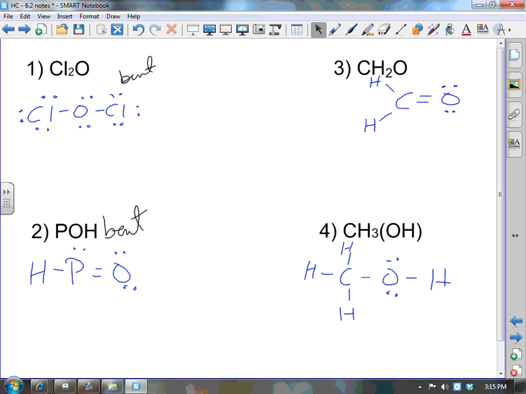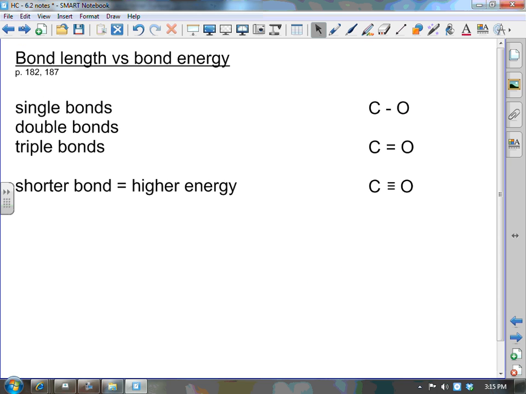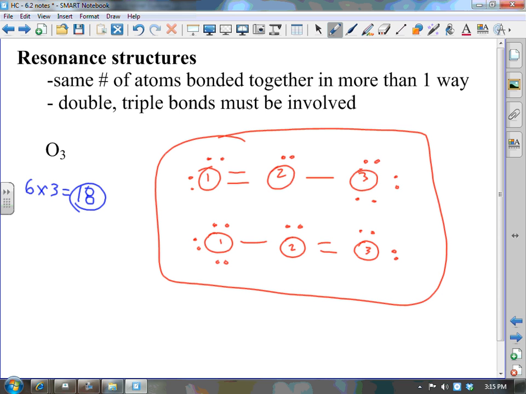The last thing, and I'm just going to briefly mention this, is that they talk about bond lengths and bond energies again. It's a little bit on page 182, and then again some more on 187. As we're looking at these structures, it will be important to look at bond length, bond energy, how close the atoms are, how far apart they are. And then the very last thing is resonance structure.